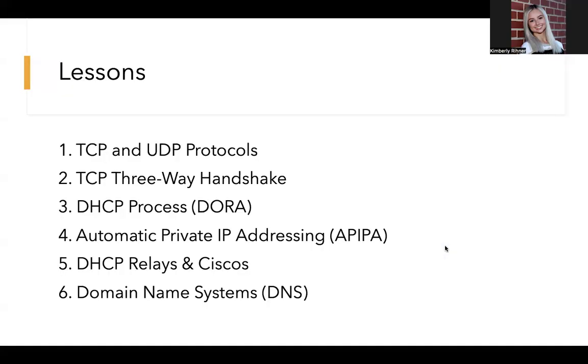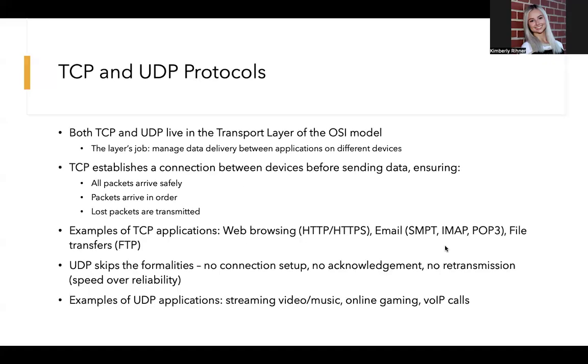So, we learned 6 lessons in this chapter. The first lesson was TCP and UDP protocols. Both TCP and UDP live in the transport layer of the OSI model, and basically, the transport layer's job is to manage data delivery between applications on different devices.